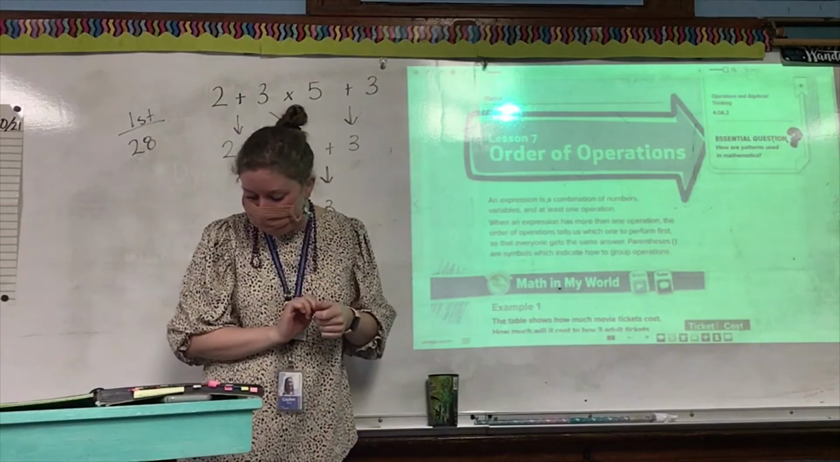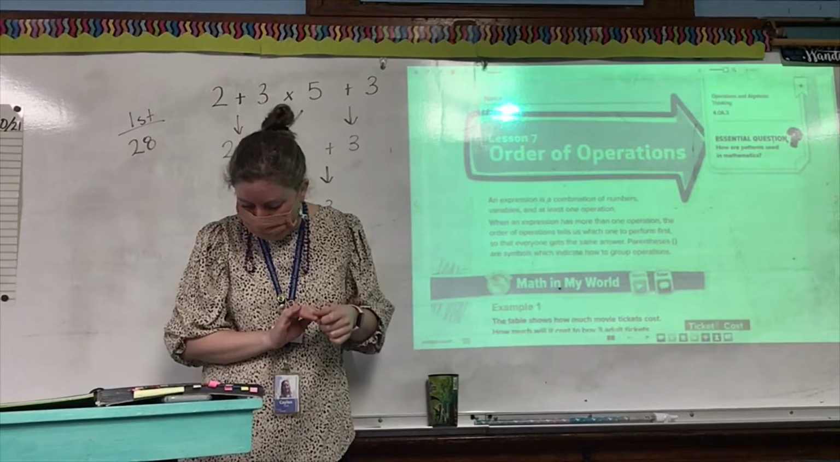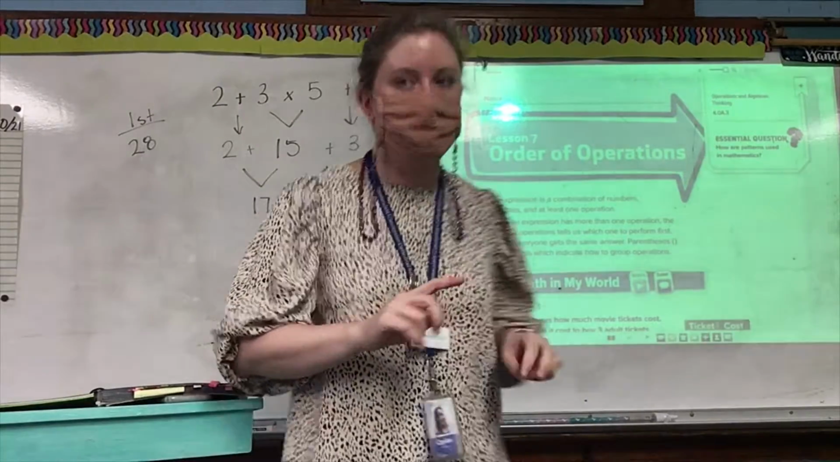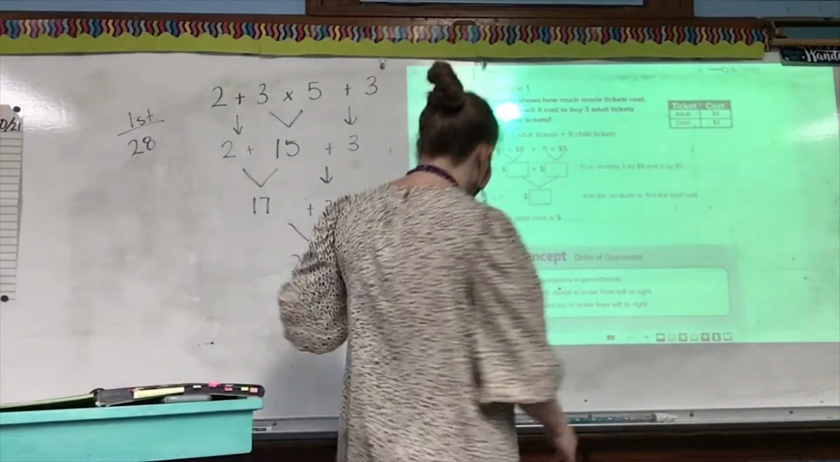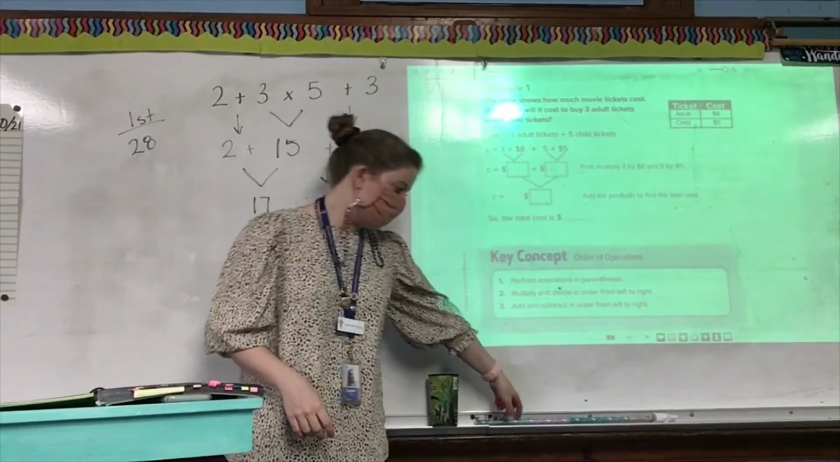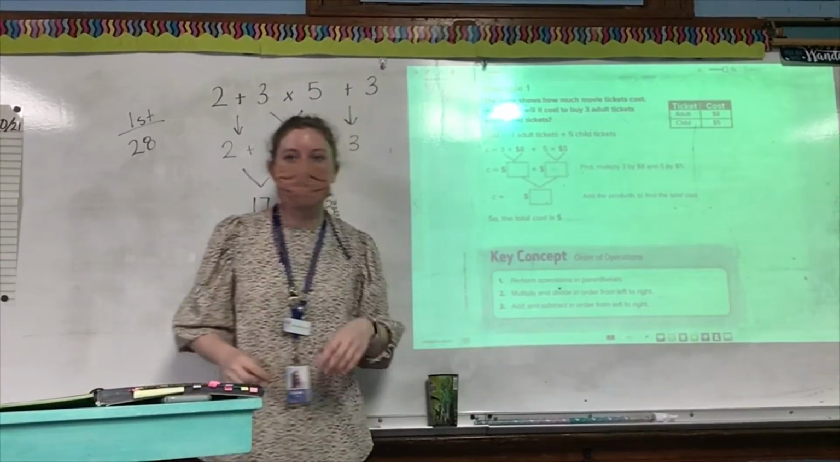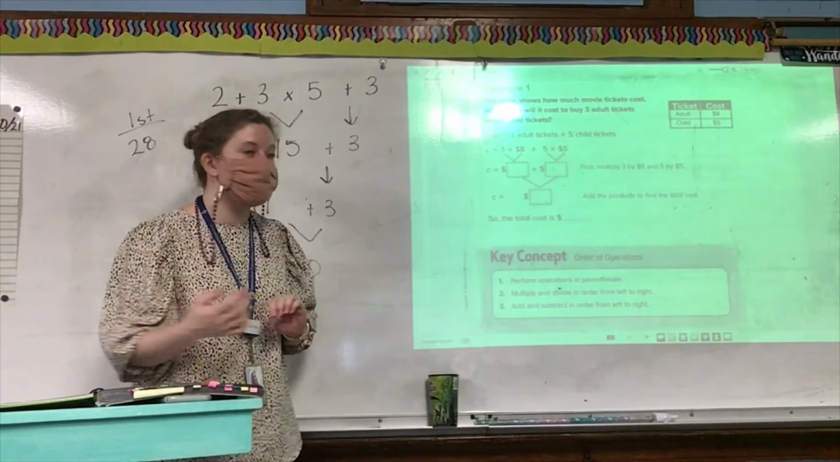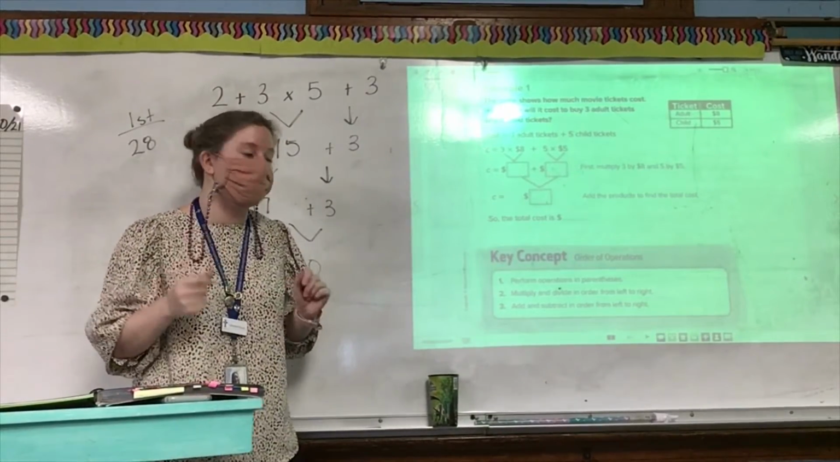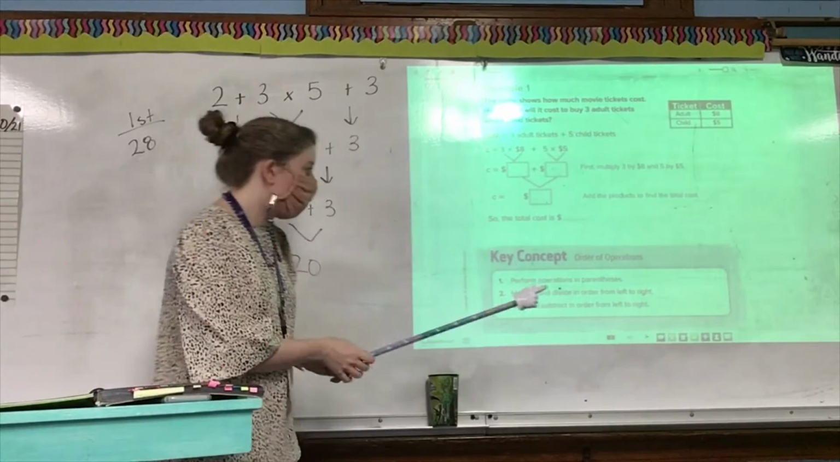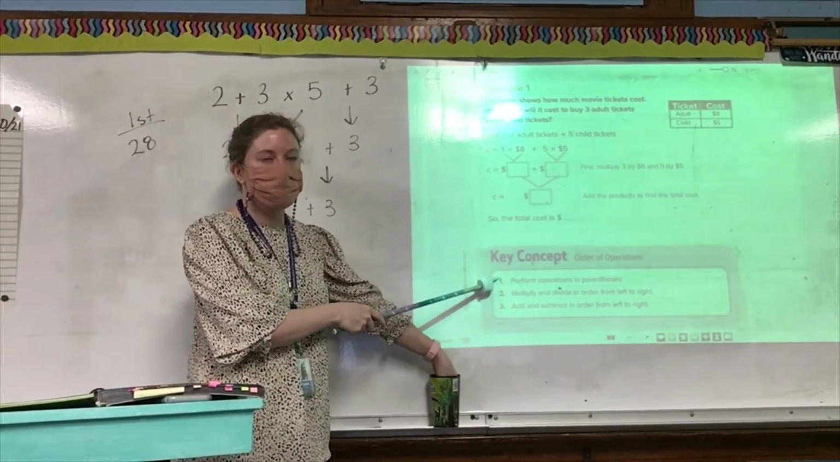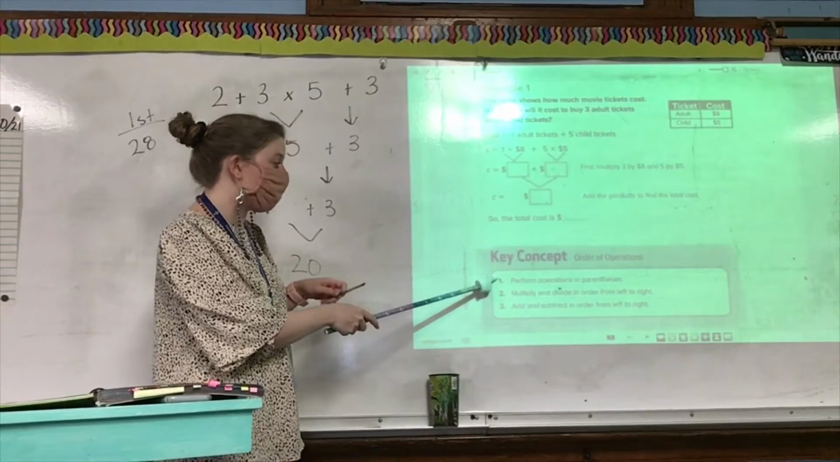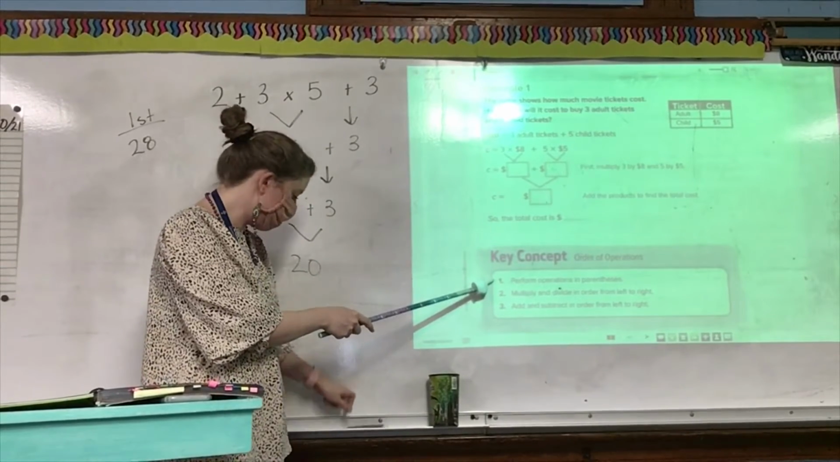We're going to look at the key concept box on the bottom of page 451 first. Then we'll do example 1. Because remember, the key concepts are the things we memorize. This is going to tell us the order of operations. What is step 1 when solving an expression with multiple operations? Victoria.